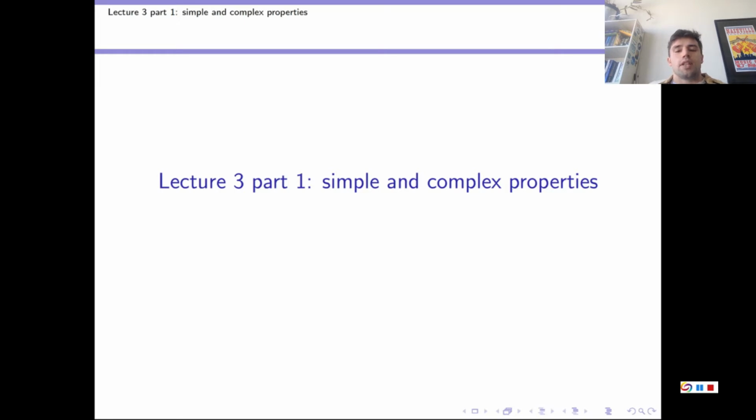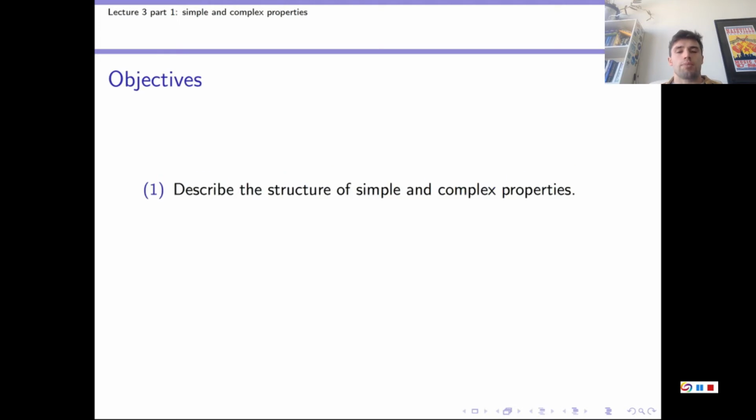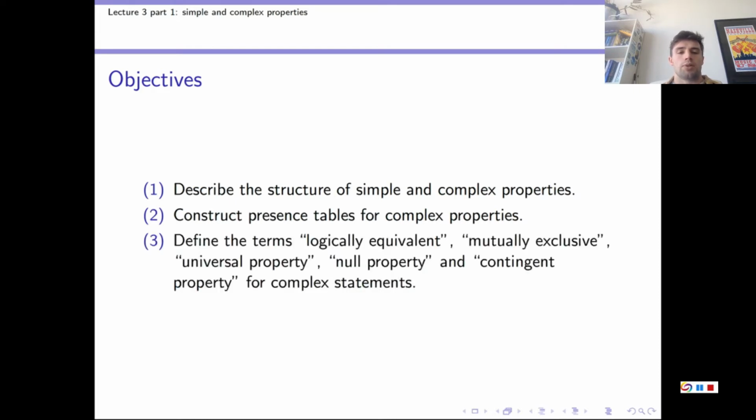The objectives for this video are the following. After watching, everybody should be able to: Number 1, describe the structure of simple and complex properties. Number 2, construct presence tables for complex properties. And number 3, define the terms logically equivalent, mutually exclusive, universal property, null property, and contingent property for complex statements.